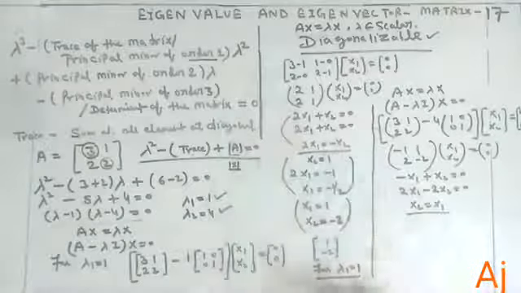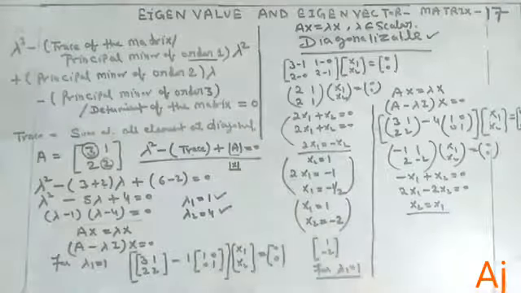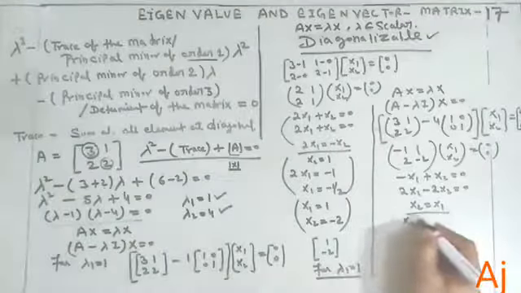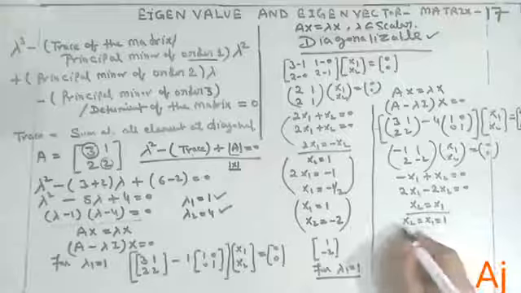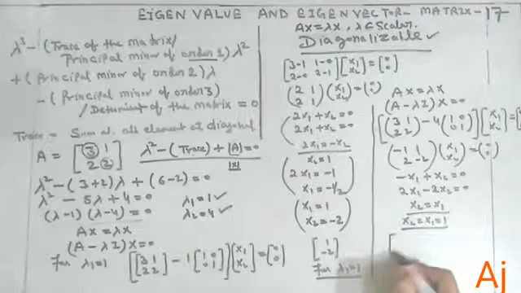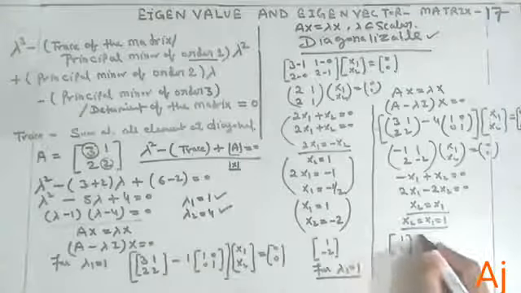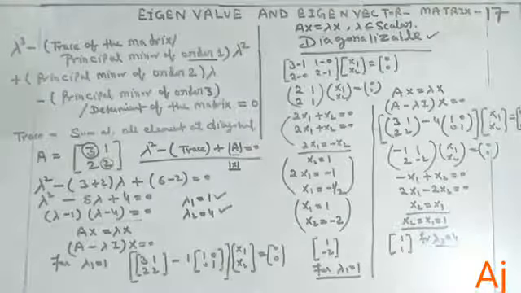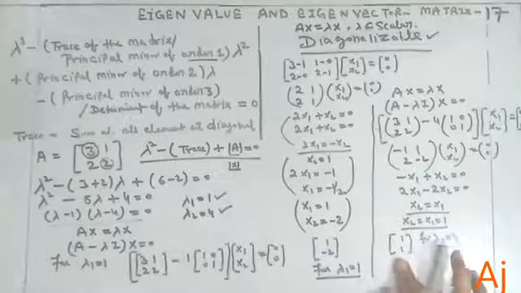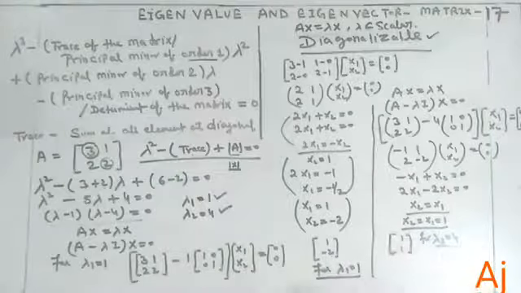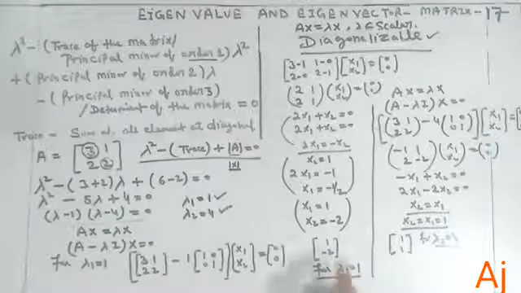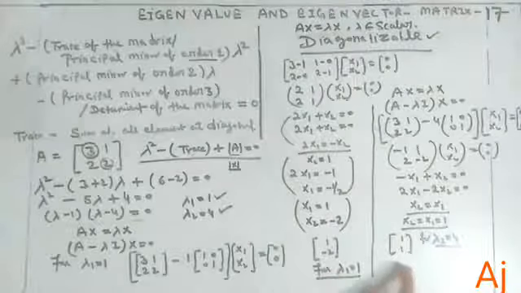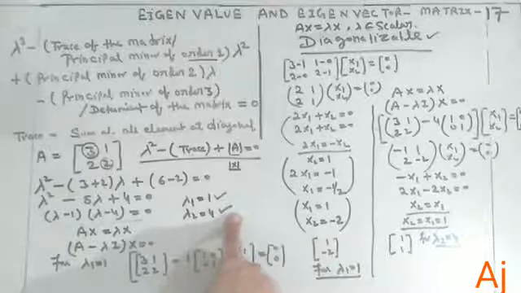It's totally dependent on you. Now you can take any value. Suppose I am taking 1. Let x1 is equal to 1. So x2 is equal to x1 is equal to 1. It's totally dependent on us. So this is the other vector for lambda 2 is equal to 4. This is the eigenvector corresponding to lambda 2 is equal to 4, and this is the eigenvector corresponding to lambda 1 is equal to 1. So we have got two eigenvectors corresponding to two eigenvalues.